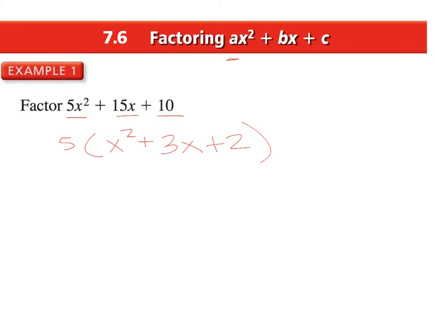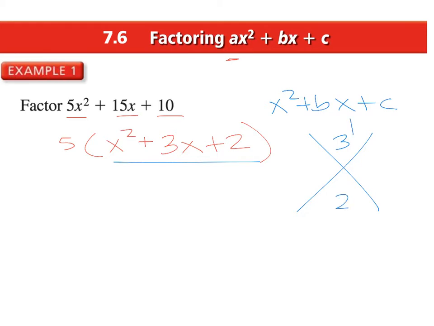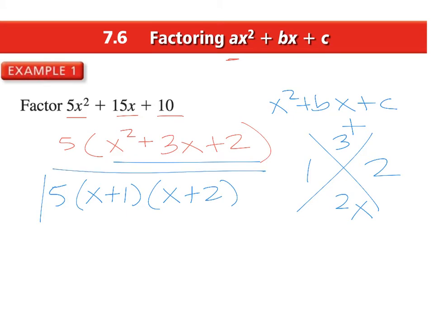All right, now here I have x squared plus bx plus c. I'll apply the big X method to this. 3 on top, 2 on the bottom. I need two numbers that add up to 3 and multiply to give me 2. What are those two numbers? 1 and 2. So I have 5 times x plus 1 times x plus 2. And now I have completely factored this trinomial.